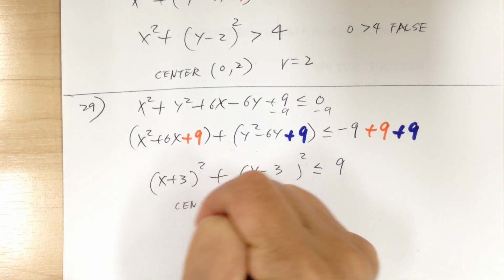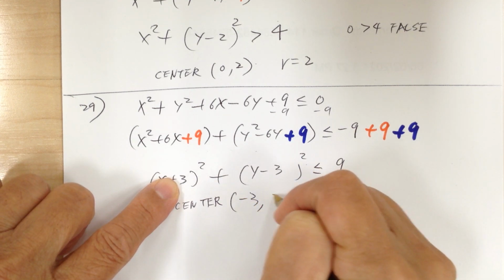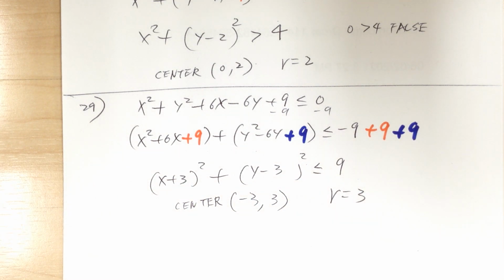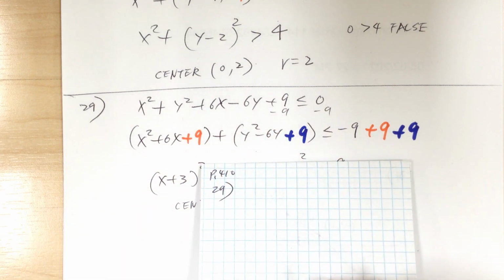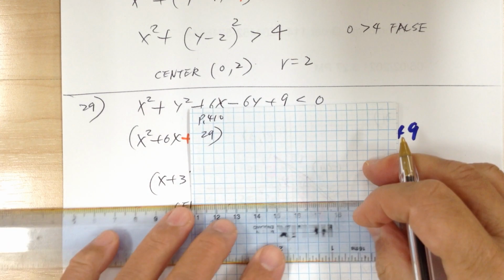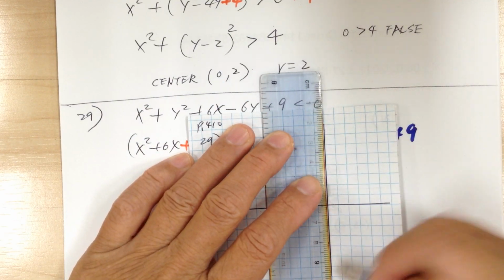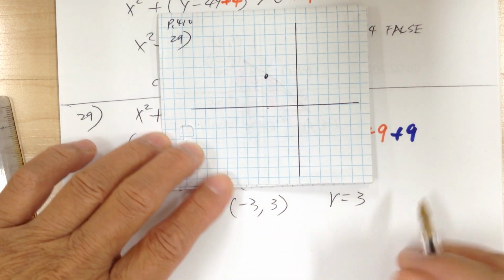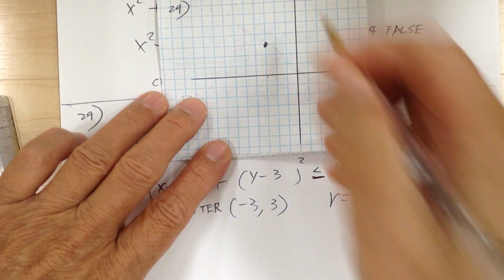So your center of the circle is going to be negative 3, comma, positive 3. And your radius, this is r squared, so take the square root, so r equals 3. Okay, so let's go and sketch it out. The center is negative 3, positive 3, so right over here. And the radius is 3, and this is going to be a solid line. So r equals 3.